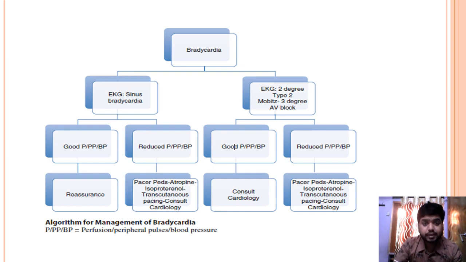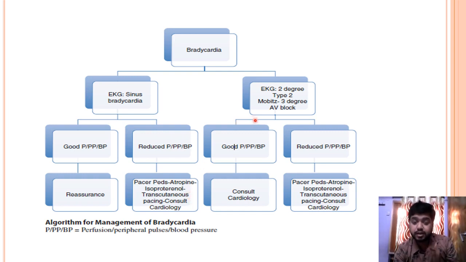Then bradycardia. Bradycardia can be sinus bradycardia or conduction blockages, type 2, type 3 and so on. For pediatric sinus bradycardia, if hemodynamically stable, just reassure; you need not do anything. But if it is affecting hemodynamics, definitely go for atropine, isoproterenol or glycopyrrolate. These are just pharmacological tries to eliminate vagal tone and increase the heart rate. But take a cardiologist consultation. He may need transcutaneous pacing.